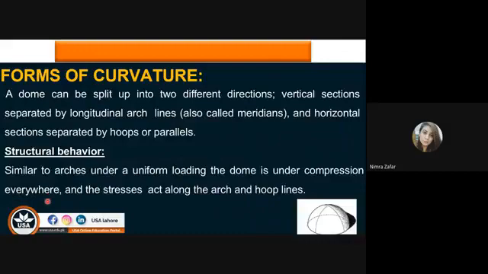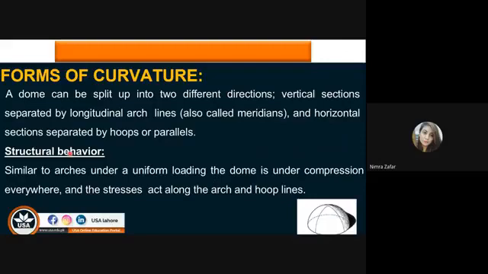A dome can be split up into two different directions. Vertical sections separated by longitudinal arch lines, also called meridians, and horizontal sections supported by hoops or parallels. So there are two directions: vertical sections which are separated by arches in the longitudinal direction, and they are also called meridians. And then we have horizontal sections which are separated by parallels.